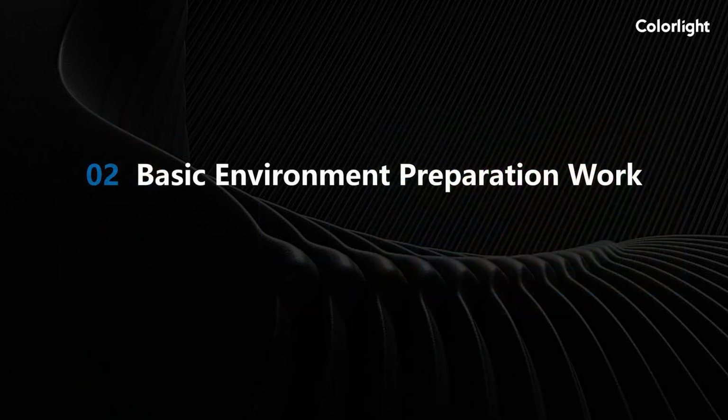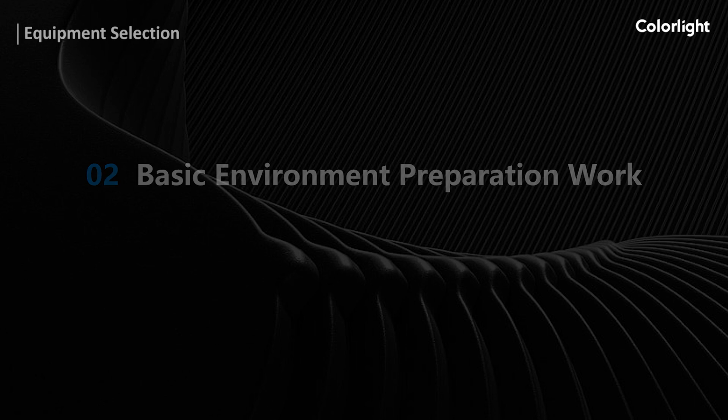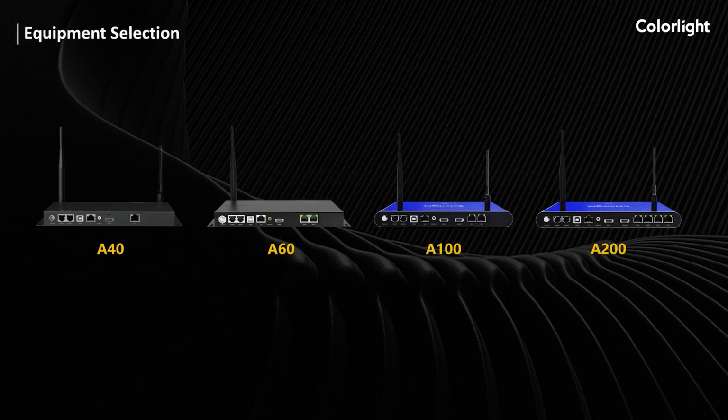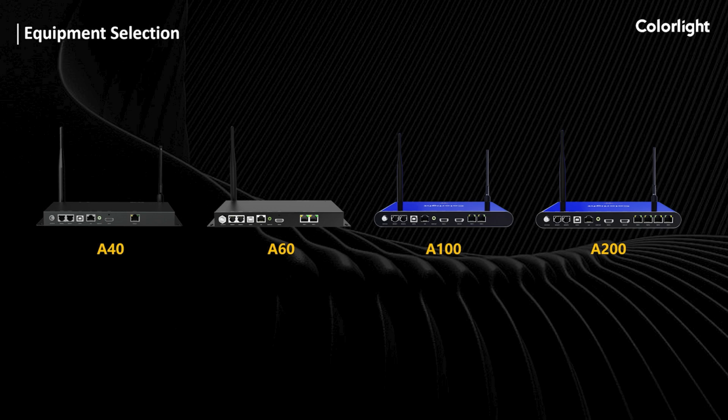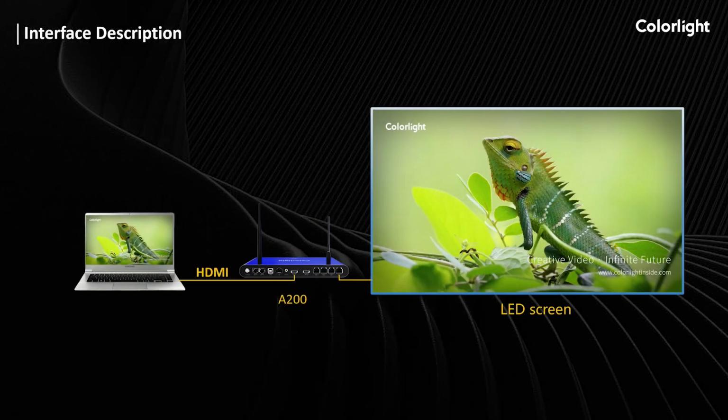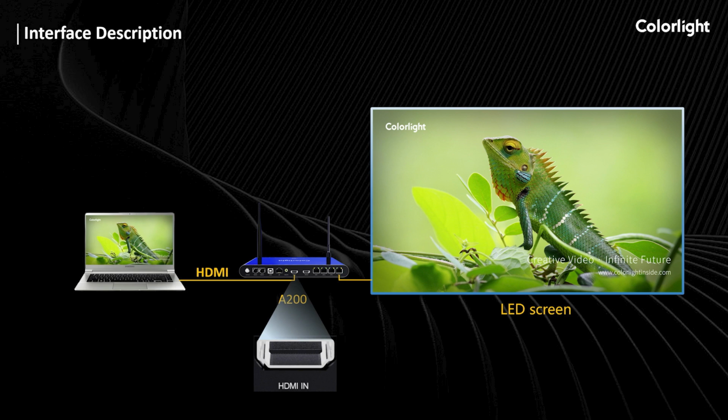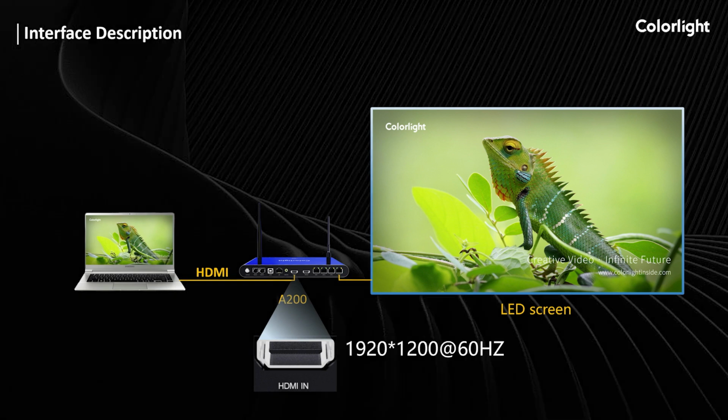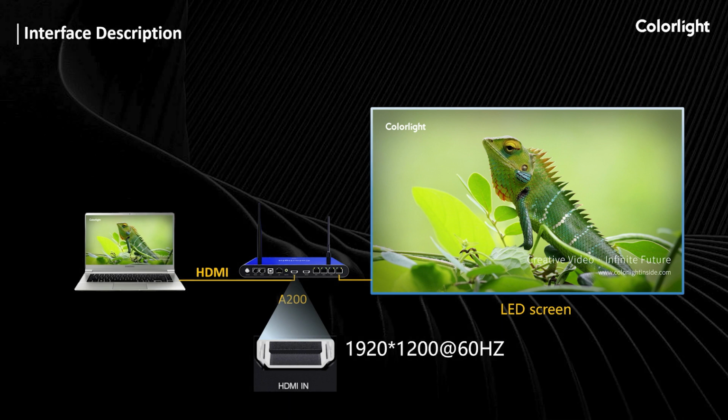Before configuring sync mode, get to know its prerequisites. Among the A-series players, A40, A60, A100, and A200 support sync mode. Select a device to fit your demand. Connect your PC to an LED screen using the A200 player, which has two HDMI ports. Make sure that the PC connects with HDMI in. Note that for A-series products, HDMI in supports up to a 920 by 1200 at 60 Hz. Ensure the stability of the input HDMI signal in sync mode.